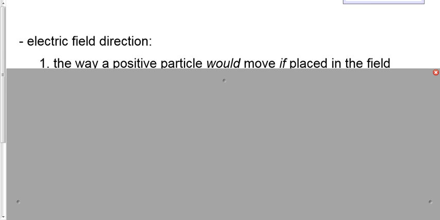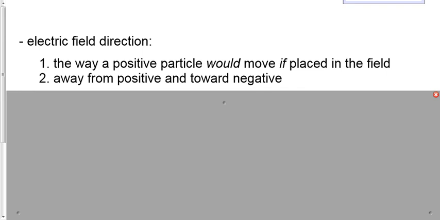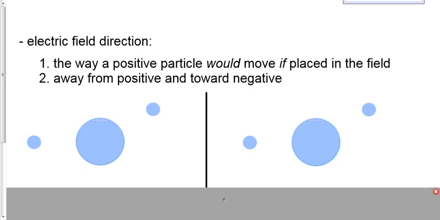We define the electric field as the way that a positive would move when placed in the field. We could have defined it as the way that a negative would move when placed in the field, but we didn't. We have to have the same definition for everybody. We have to agree on a definition, and this is the one that other people have agreed upon. We define it another way as well, which fundamentally comes down to the first way, just another way of saying it. It's away from positive and toward the negative.